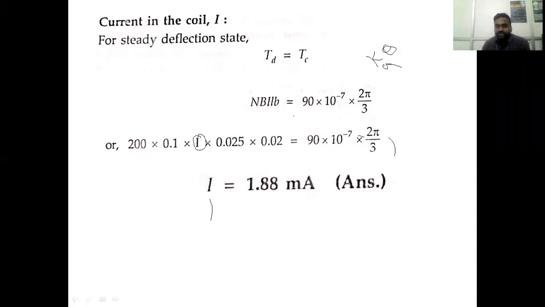So this is about the second problem. If you have any queries with respect to the problem, just let me know in the chat box. Thank you. So we're coming to the third problem.